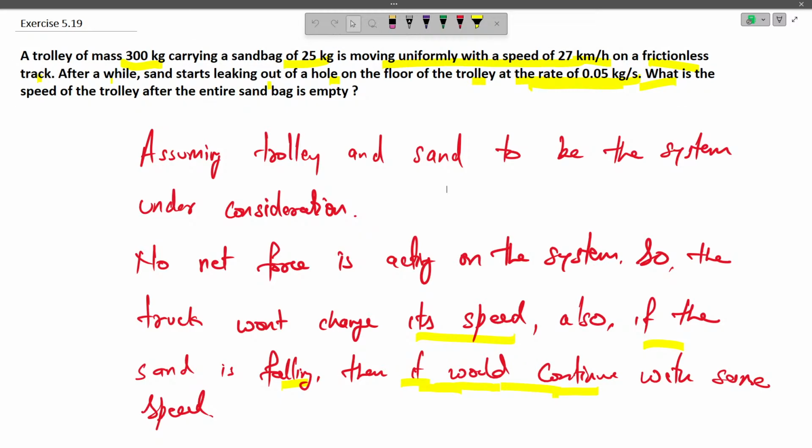Here again, the system is not affected as there is no external force acting on it. Taking the trolley and sand as the system under consideration, no net force is acting on it, so the trolley won't change its speed. Also, if the sand is falling, it would continue with the same speed.